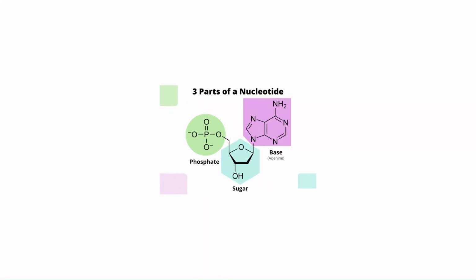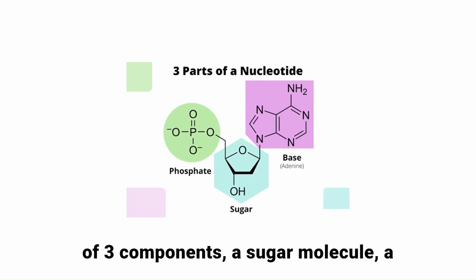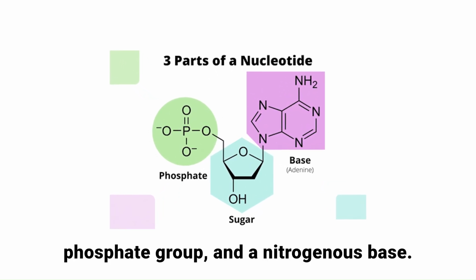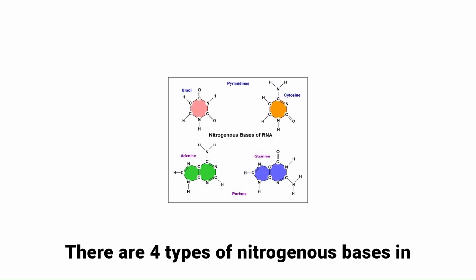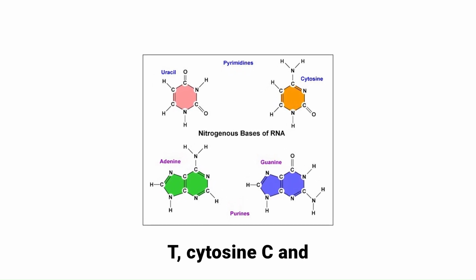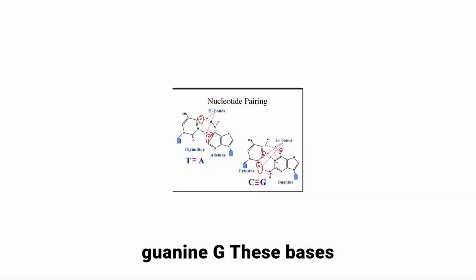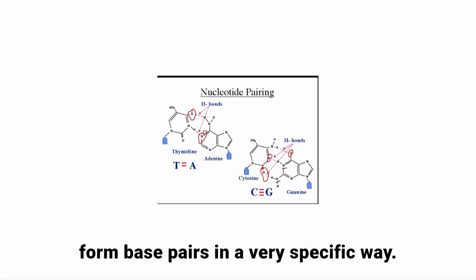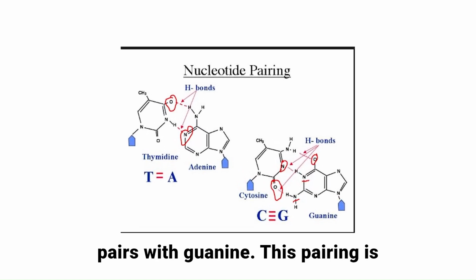Each nucleotide, the basic building block of DNA, consists of three components: a sugar molecule, a phosphate group, and a nitrogenous base. There are four types of nitrogenous bases in DNA: adenine (A), thymine (T), cytosine (C), and guanine (G). These bases form base pairs in a very specific way. Adenine pairs with thymine and cytosine pairs with guanine.